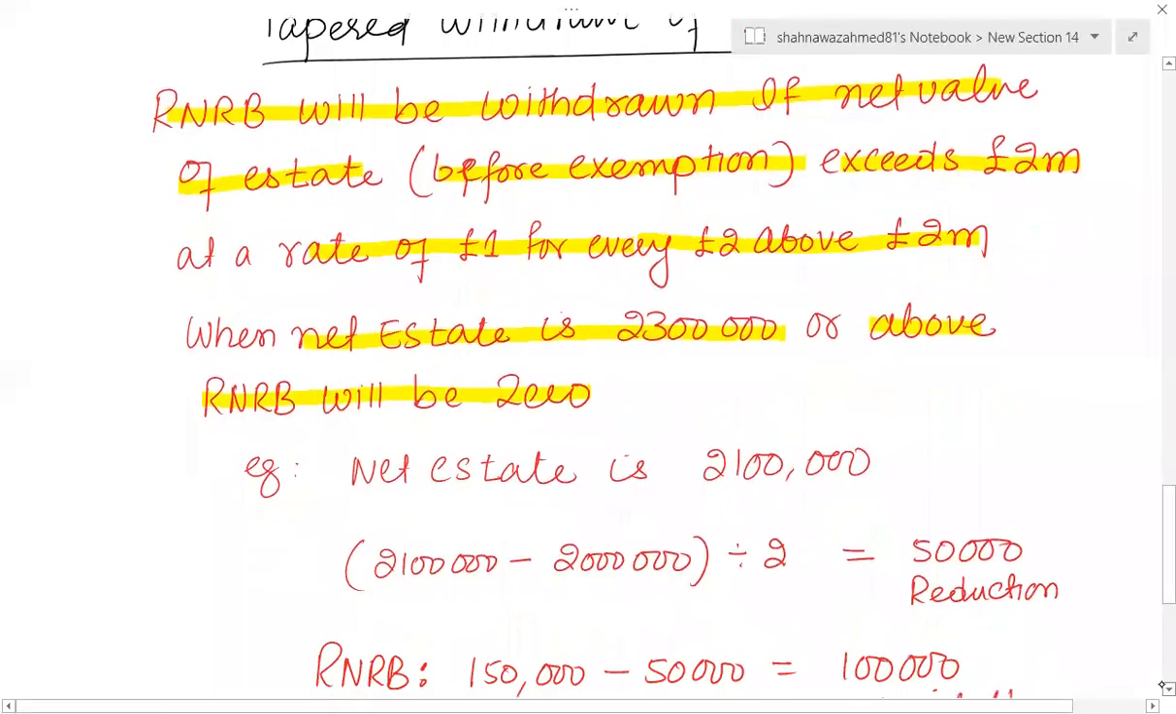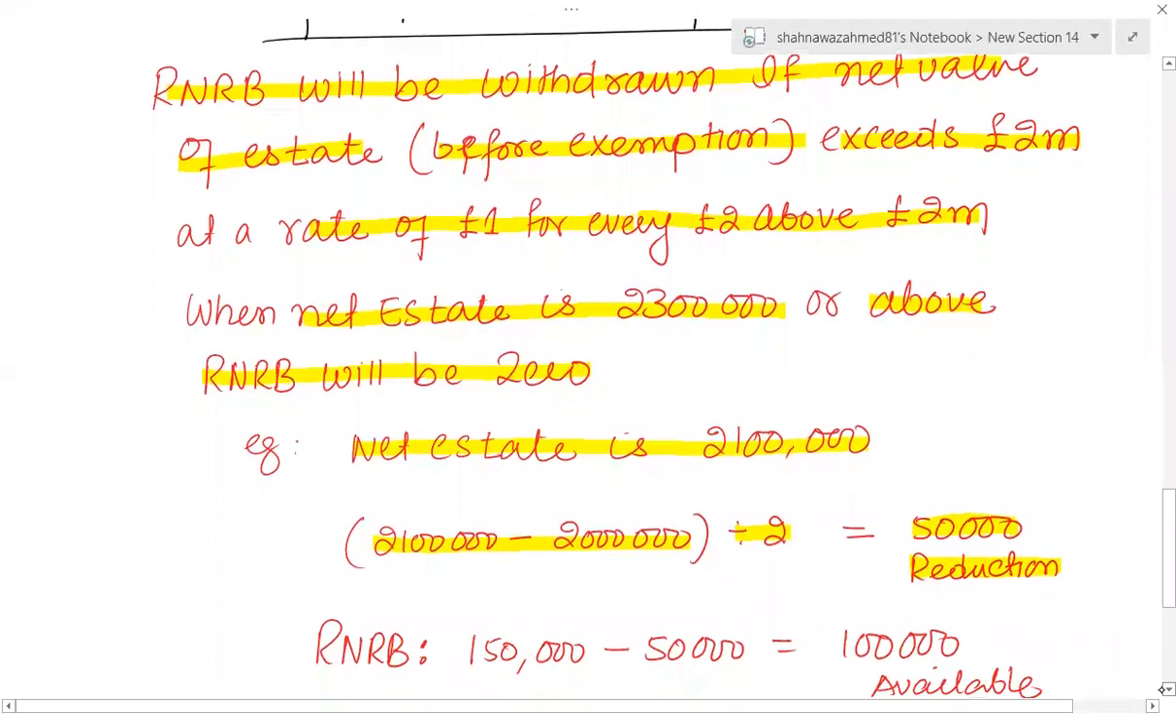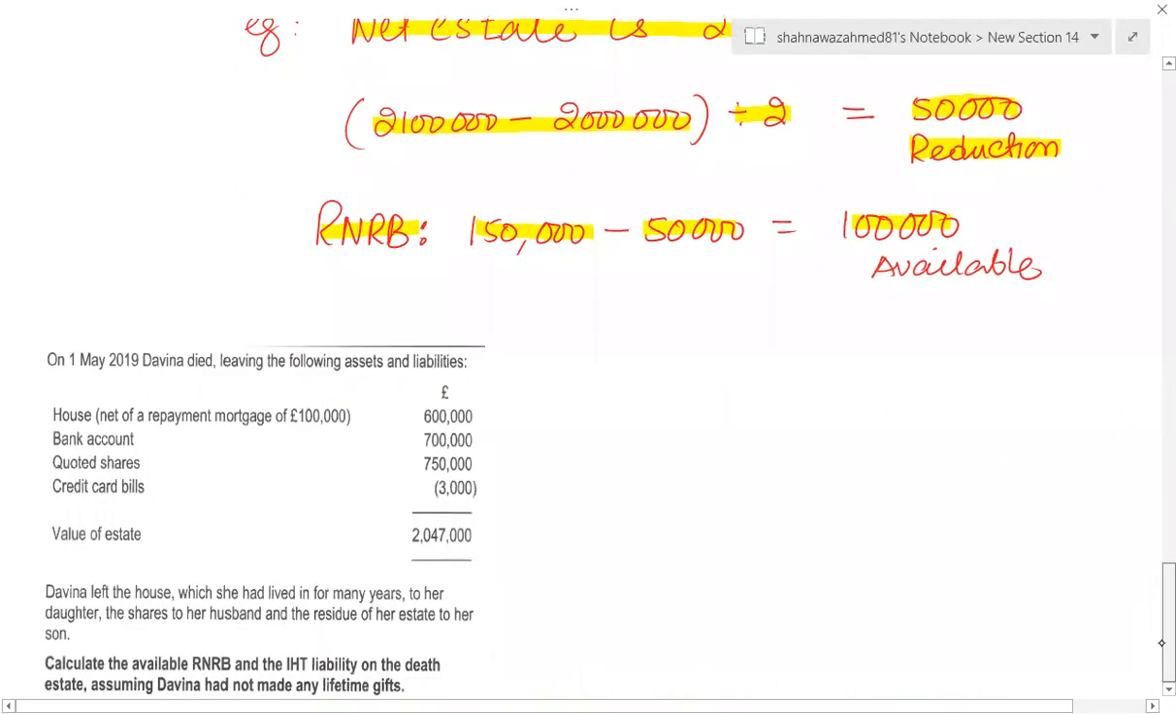Now look at this calculation, assuming net estate value is 2.1 million. So we have identified the excess value, and excess value is 100,000, and make it half or divide by 2, then 50,000 is the reduction in RNRB available. So accordingly, if the net estate value is 2.3 million, then excess is 300,000 divided by 2, 150,000, so RNRB will be 0. So as a result, the RNRB that is available is 150,000, reduction of 50,000, available 1 lakh for the calculation.